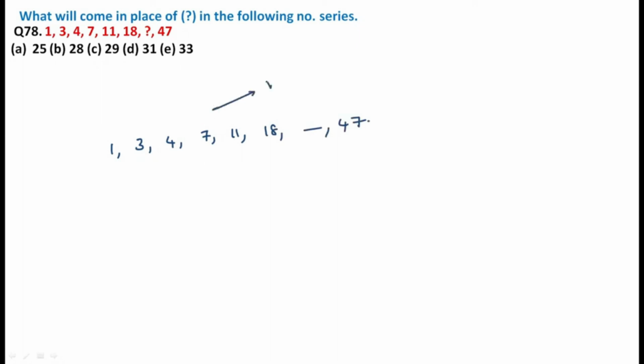The concept of Fibonacci. If you know the Fibonacci series concept, you can get this answer. Sir, what is Fibonacci? If I add these two numbers, 1 plus 3 is equal to 4, 3 plus 4 is equal to 7, 4 plus 7 is equal to 11, 7 plus 11 is equal to 18. Now your answer is 11 plus 18, which is 29. Fibonacci series.